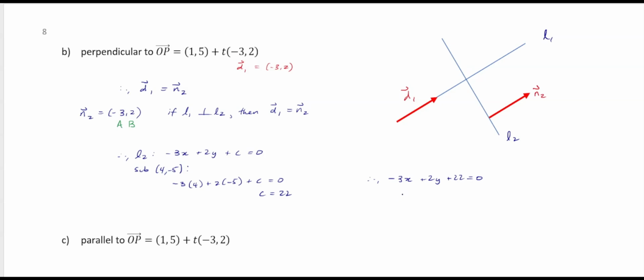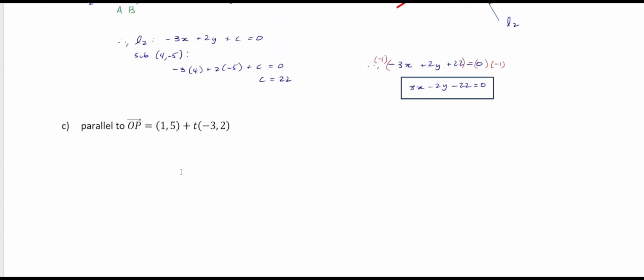Well, when we're in standard form, we typically have the coefficient of x being a positive number, so I'll take both sides and I'll multiply them by -1. And so I'll end up with 3x minus 2y minus 22 is equal to 0, and I'll put a box around that.